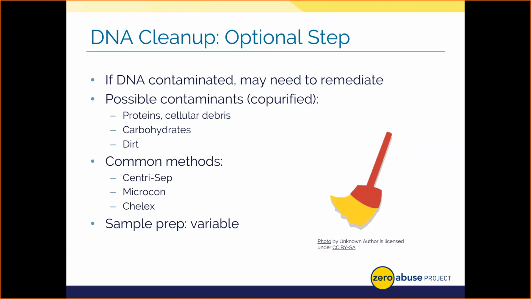Now, sample prep is variable. It just depends on really the methods that you're using here. Typically, though, I can tell you if you let your laboratory analysts know ahead of time that you're going to potentially have a contaminated item, they can go ahead and try to prep some of these things, like the Centricep columns. Those can be prepared overnight, which could save time for processing your samples and speed up the process.